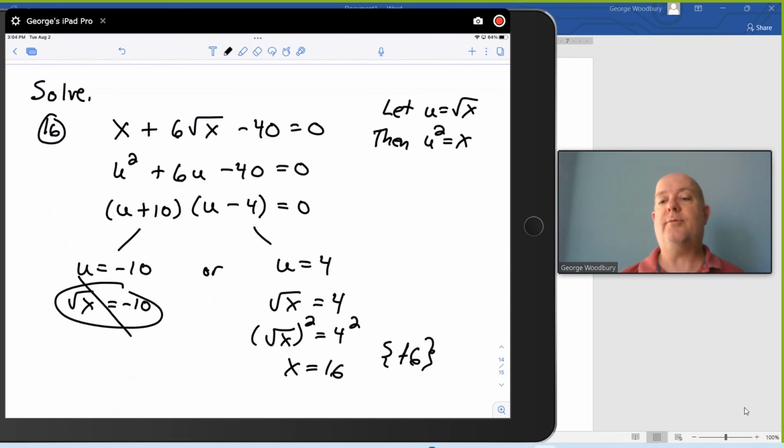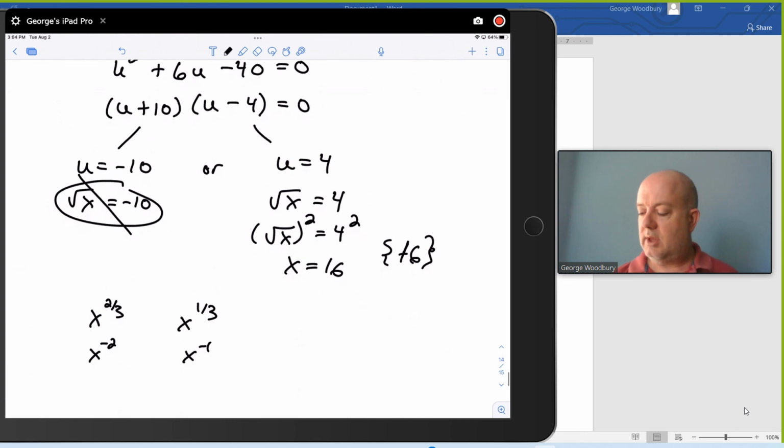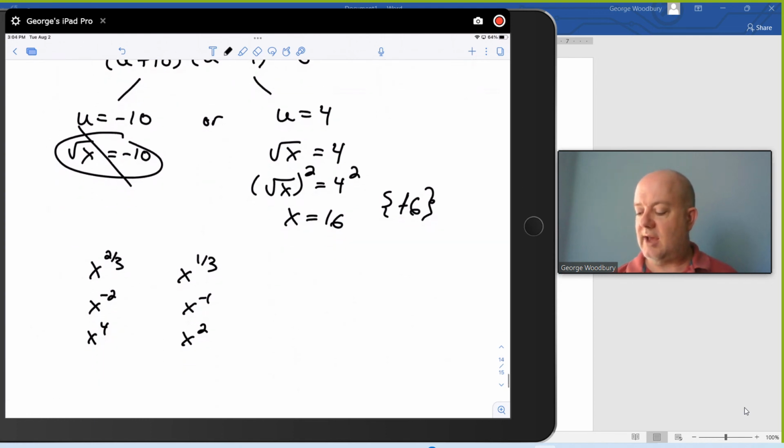All right, we took a look at 4 different quadratic in form scenarios that you may see. Let me write this down here. We had x to the 2/3 and x to the 1/3. We had x to the -2 and x to the -1. We had x to the 4th and x squared. And then finally, in this example, we had x and square root of x, or really x to the 1/2 power.